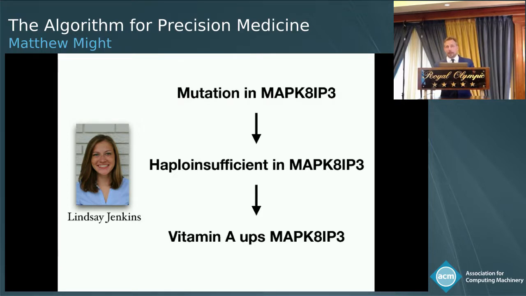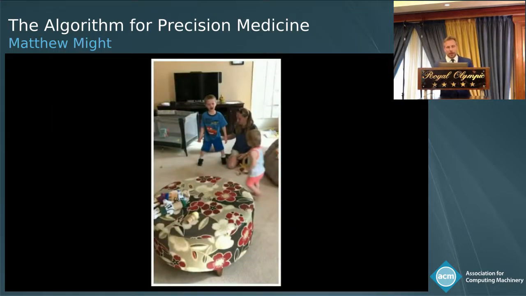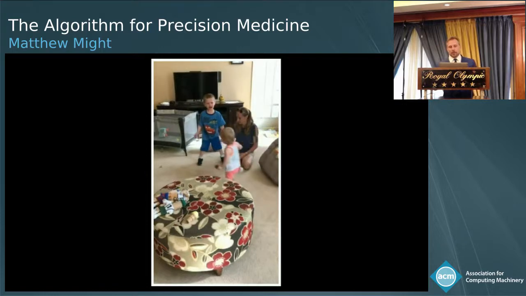Of course, you have to take very high levels of vitamin A, but in this case, this is a patient that was non-ambulatory. They weren't walking. In fact, they couldn't even stand when they reached out. This is at 5 years old. But after 6 months of extremely high-dose vitamin A, the mom sent us a video showing that her child was not just standing, but really beginning to take their first steps.